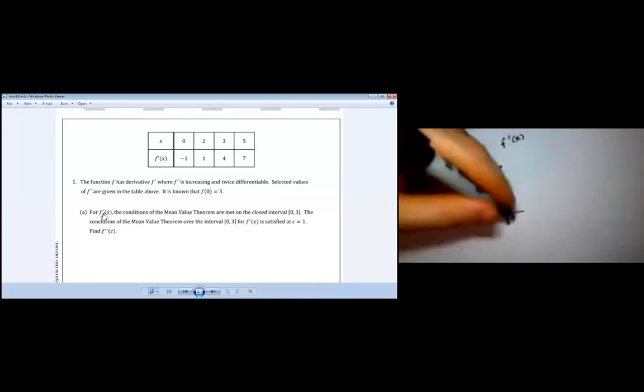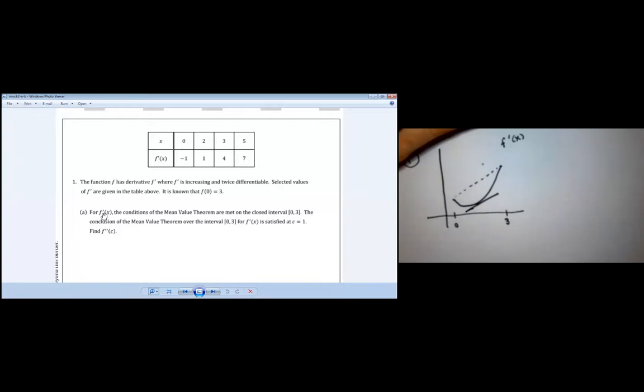So we know we're going from 0 to 3. And then what's it say on here? The conclusion of the mean value theorem over 0 to 3 for F prime of X is satisfied at 1. So I know that. We want to find F double prime. So if we're talking about the points here being a graph on F prime, we can use this box to look this up. So in other words, at 0, the corresponding point is -1. And you remember how we graph these incorrectly just to map them out. And at 3, we're at 4.